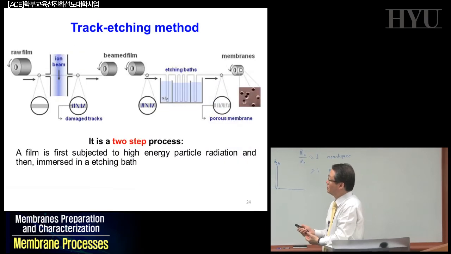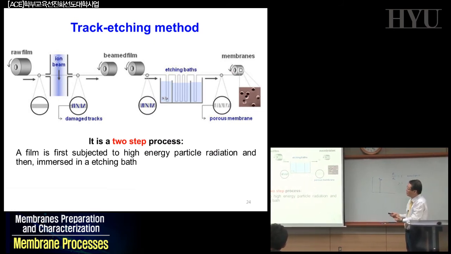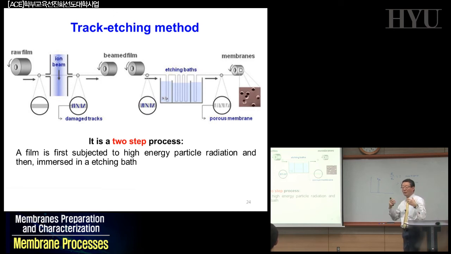The track etching method is one where you have two processes. First of all, you have a roll of film passing through this beam line, and a high energy ion beam is bombarding the film, such as polycarbonate, an amorphous polymer. If you put the beams on, the beam will penetrate through. The beam is like an X-ray. Depending upon the energy intensity of your beam source, you can penetrate through.